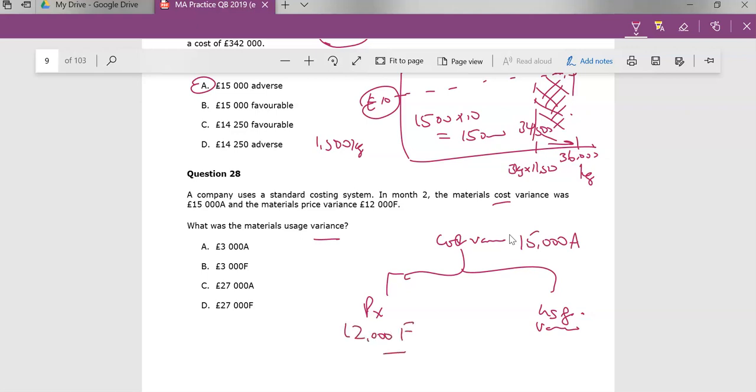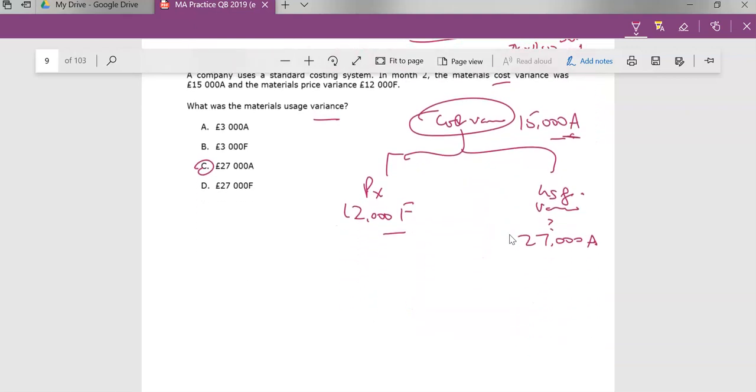So what does that mean? The difference was 15,000 too bad, but the price variance had been favorable. You got some cheaper material, but you ended up using too much. So this thing plus this thing gives you this thing, and the question is, what is this thing? It must be 27,000 adverse, because 27 minus 12 is 15. So the answer is 27,000 adverse, because it is adverse in the end. And that's how you tackle this. There's always a cost variance, but we're trying to break it down to understand what's going on here.